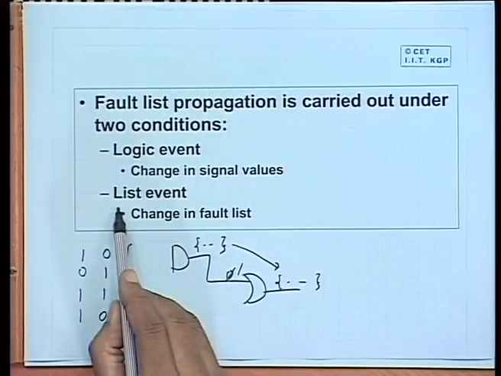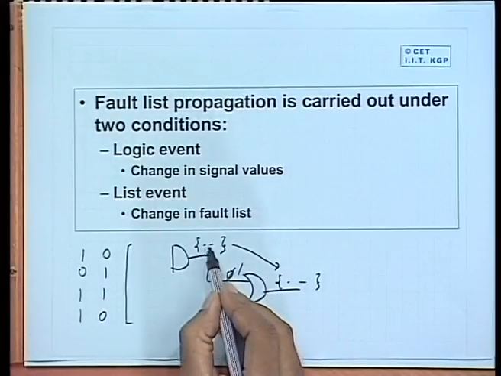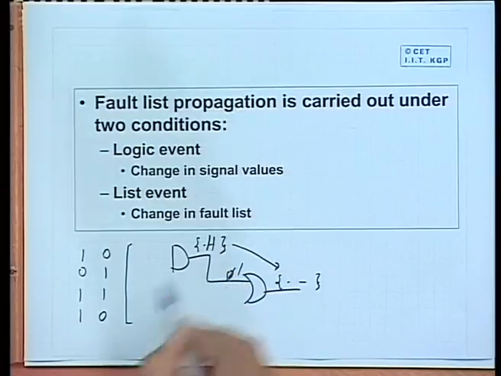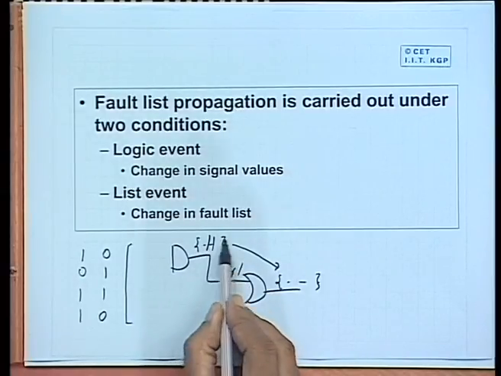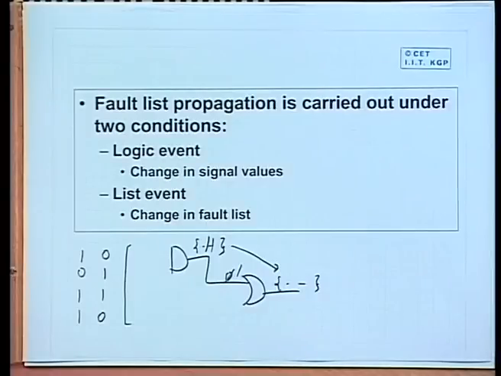Similarly, there is another kind of event called list event. This says if the fault list of the preceding gate has some change out here, then possibly this fault list will also get changed. So, if either there is a logic event or there is a list event, you need to re-evaluate the fault list. Okay, now let us try to explain how this is done.